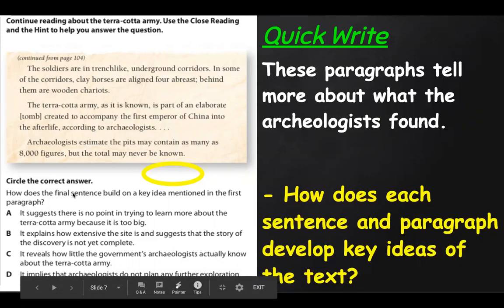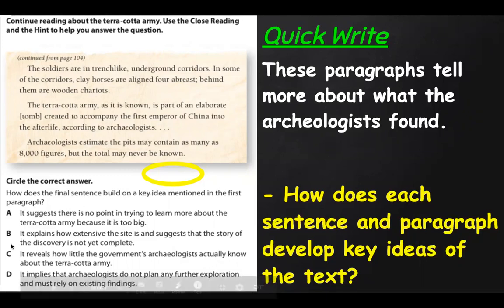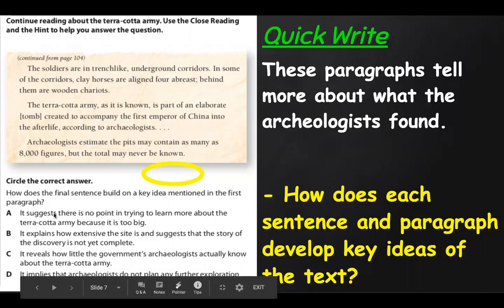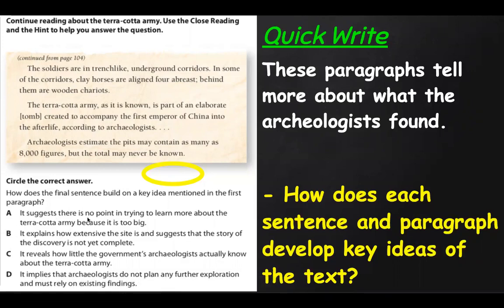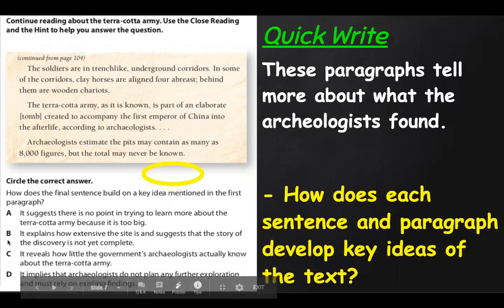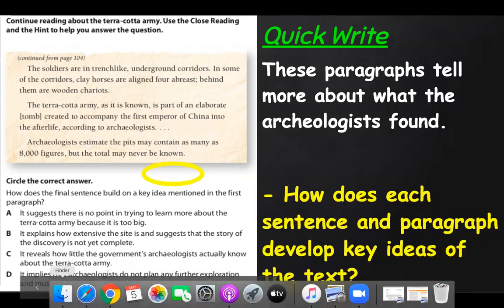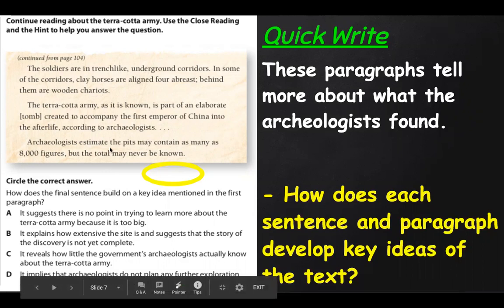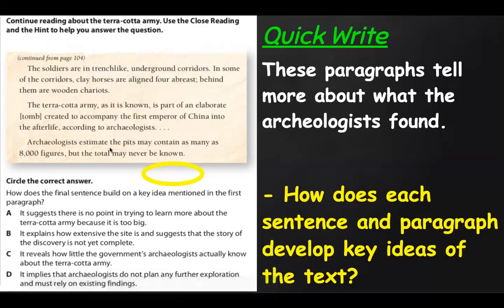So how does the final sentence build on a key idea mentioned in the first paragraph? A, it suggests there is no point in trying to learn more about the Terracotta Army because it's too big. B, it explains how extensive the site is and suggests that the story of the discovery is not yet complete. C, it reveals how little the government's archaeologists actually know about the Terracotta Army. Or D, it implies that the archaeologists do not plan any further exploration and must rely on existing findings.